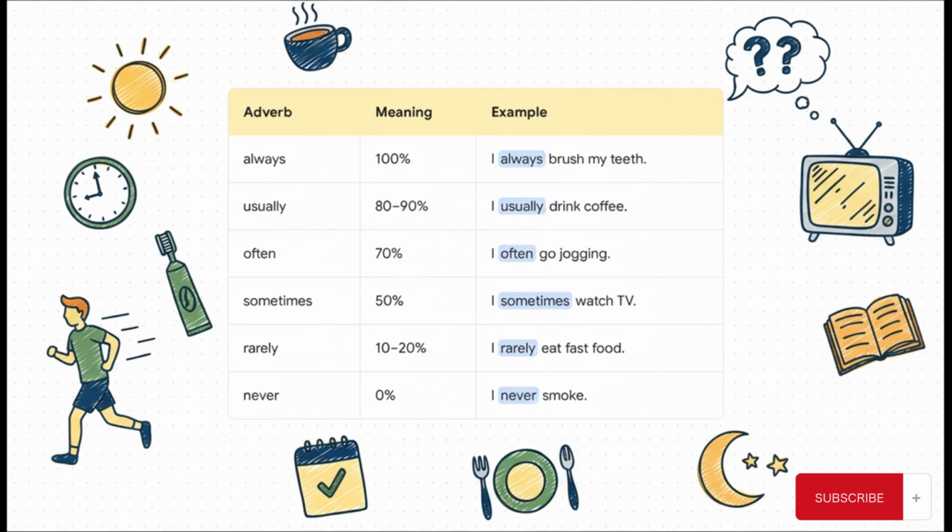Now, the crucial thing to remember is where you put it. The adverb almost always goes right before the main verb. So I usually drink coffee, or I sometimes watch TV.